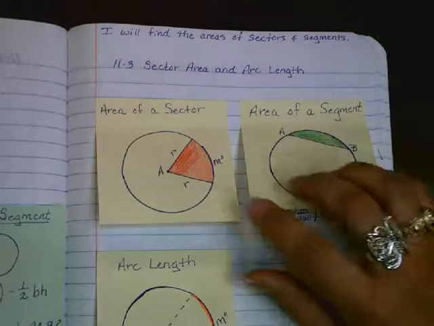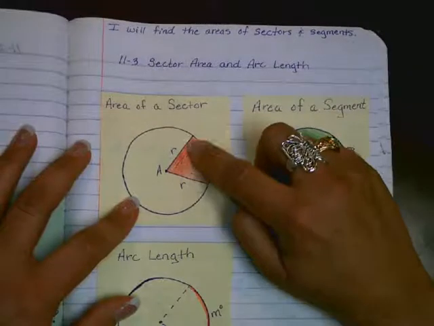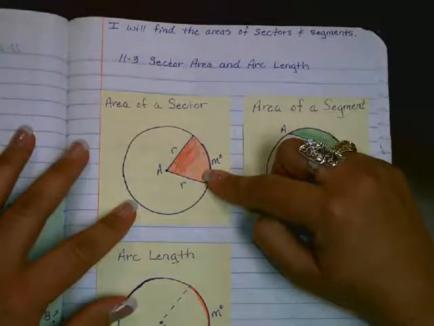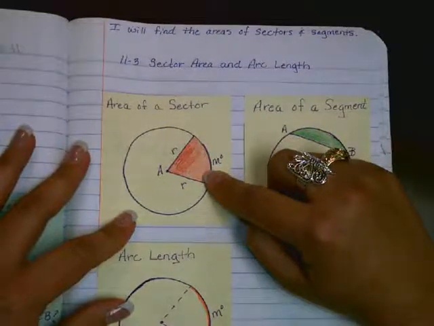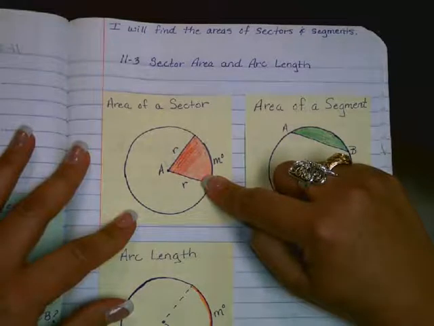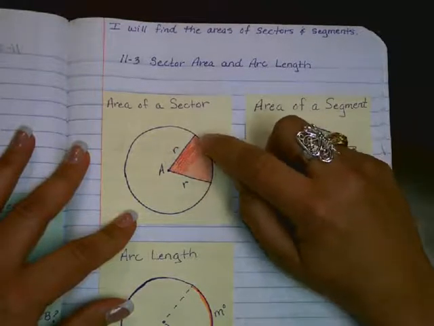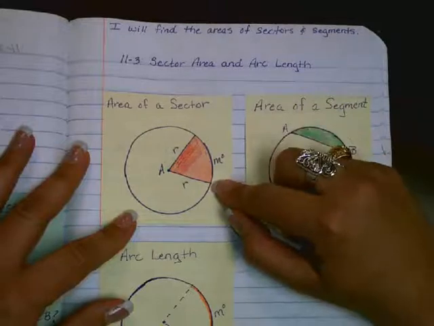Okay, so I'm going to start with defining the area of a sector. A sector is basically just a portion of the circle. It's kind of like a slice of pizza. So we're going to find a portion of the full area of the circle. Okay, so that's what we're finding. So we're going to use pi r squared, and we're going to multiply it by just the portion that we need.